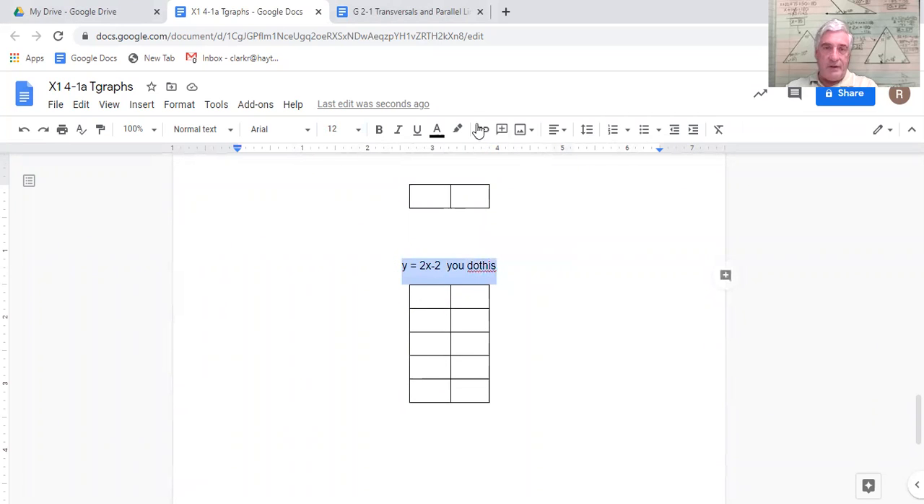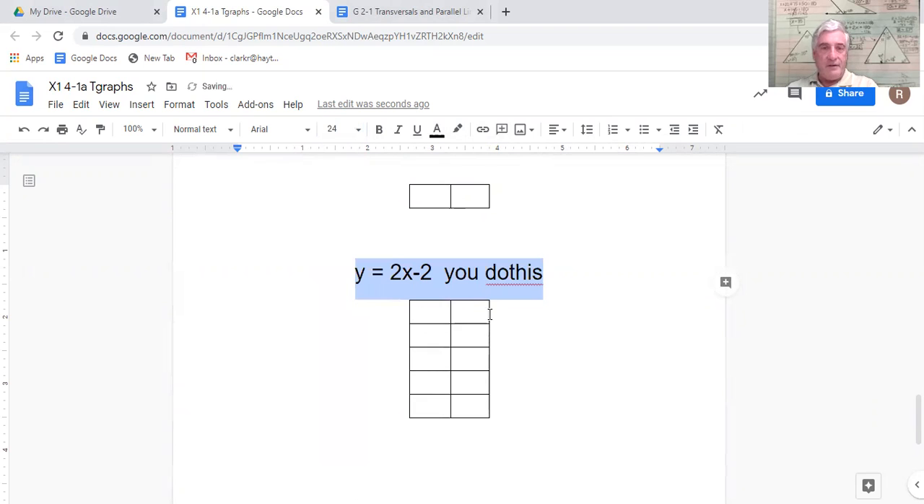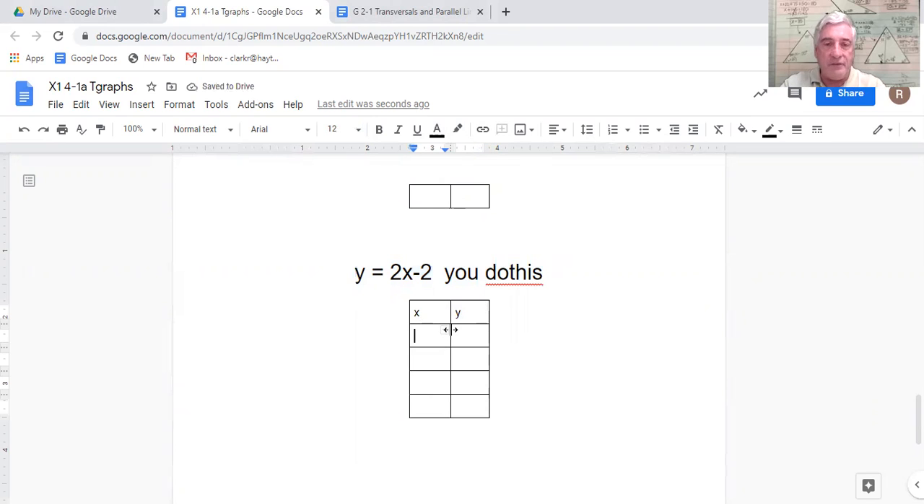Here's my last one, and I'd like you to try it right now. You do this. I'm going to put X, and I'm going to put Y in, and I'm going to give you the really easy stuff. I'm going to give you -1, 0, 1, 2. Put that in, and in a minute we'll see what you've got in the Y column.